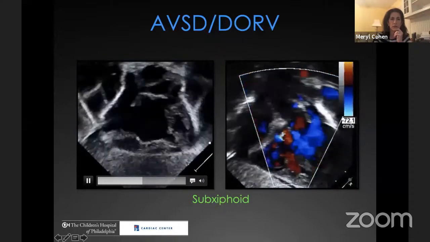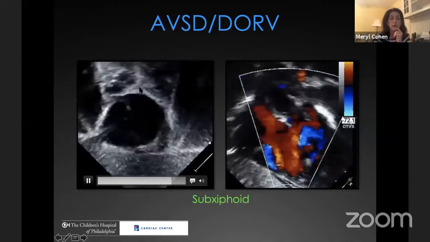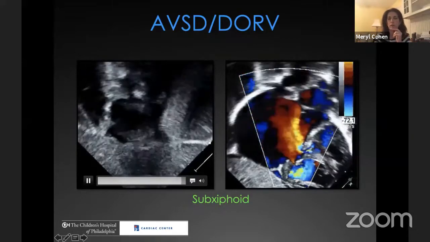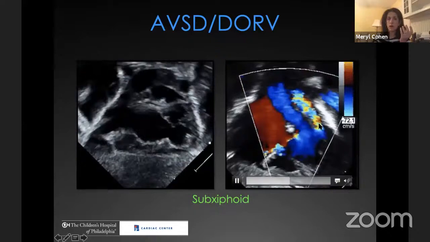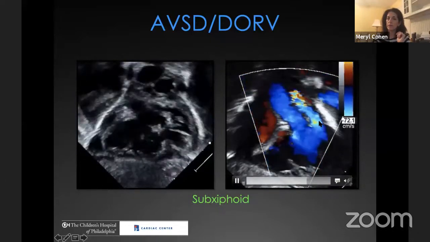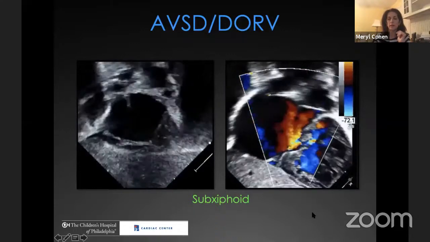This patient also has bilateral superior vena cava, which you can see right here and here, and also has bilateral left pulmonary arteries. And when you look with color, you see that, as we often see, that there's mild pulmonary stenosis from conal septal malalignment in this double outlet right ventricle.